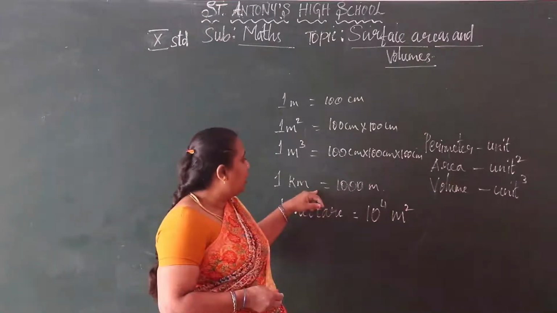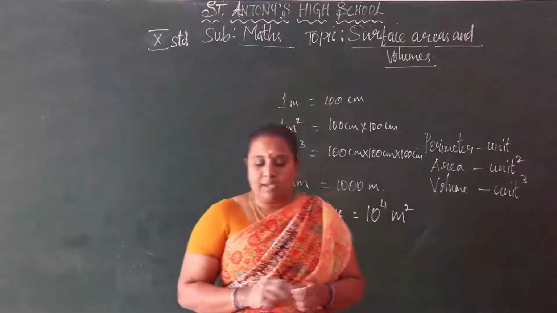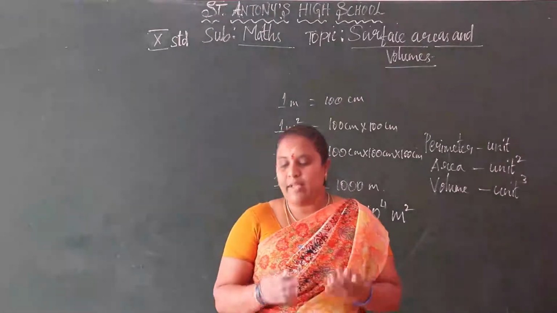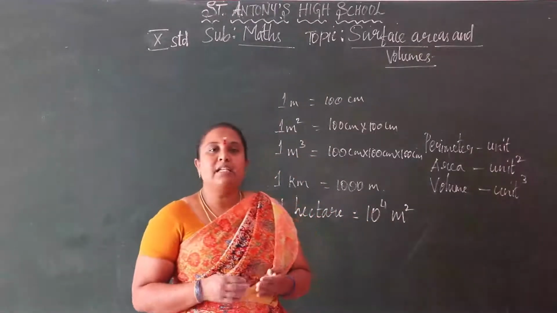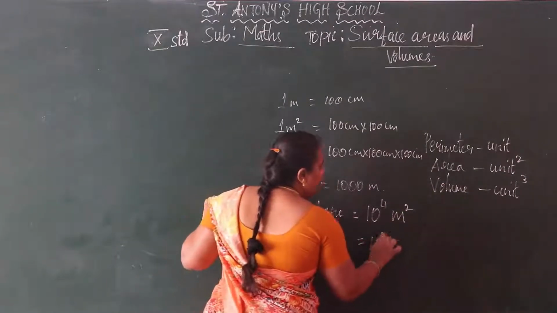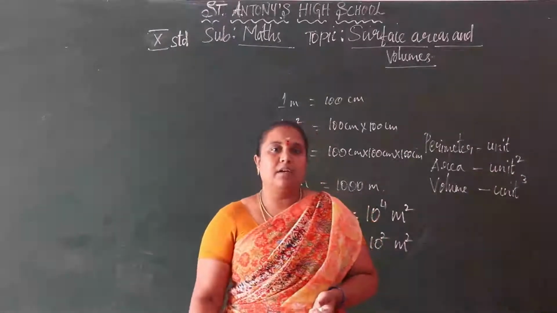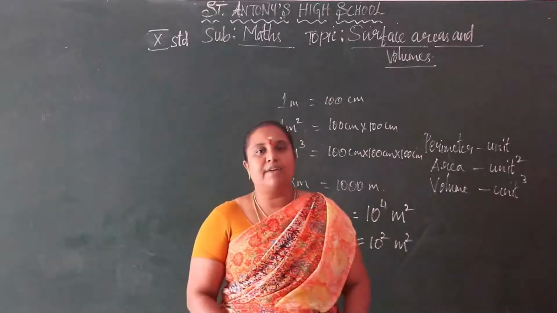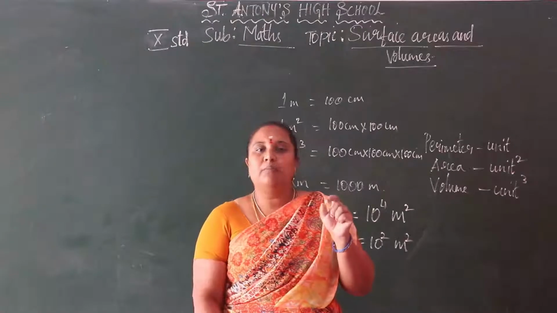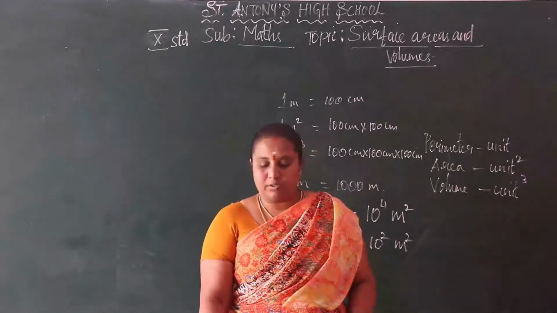So 1 kilometer equals 1000 meter and 1 hectare equals 10 to the power of 4 meter square. And then 1 acre equals 10 square meter square. So these are the conversion factors of the measurements. I will send the formulas through WhatsApp. Learn that first and then we move on to the problems.